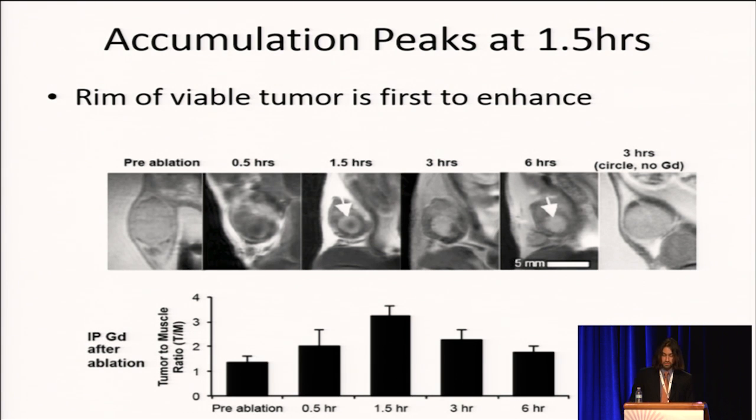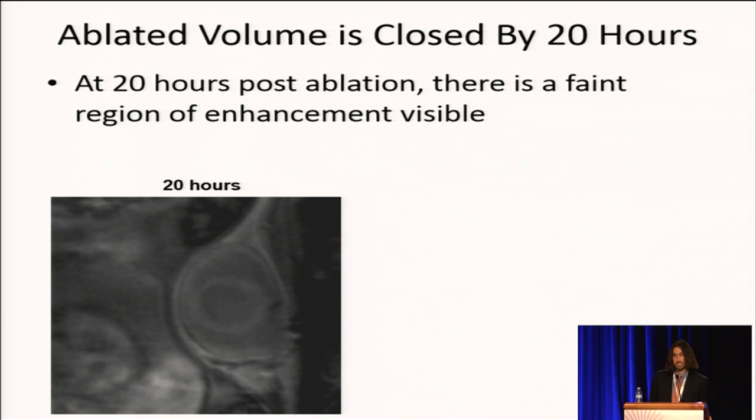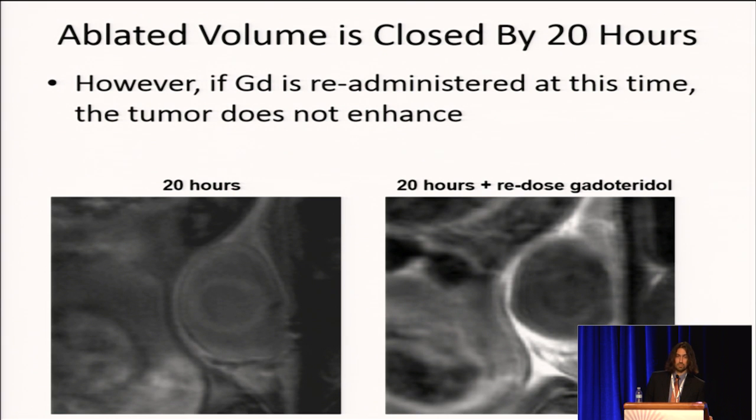We found that the accumulation of the gadoteridol post-ablation peaks at 1.5 hours, but the effects last up to 6 hours. And you can see that it gradually starts at the rim, gets perhaps pushed in by inflammation, and then as the cell-cell adhesion is lost within the focal volume, it diffuses into that area. And then ultimately, it diffuses back out. By 20 hours, we've seen it's no longer within the actual ablated treated volume. And this is verified when we re-injected gadoteridol at that time point, and none of the tumor enhanced, suggesting the vasculature of the tumor is, at this point, probably closed off completely.